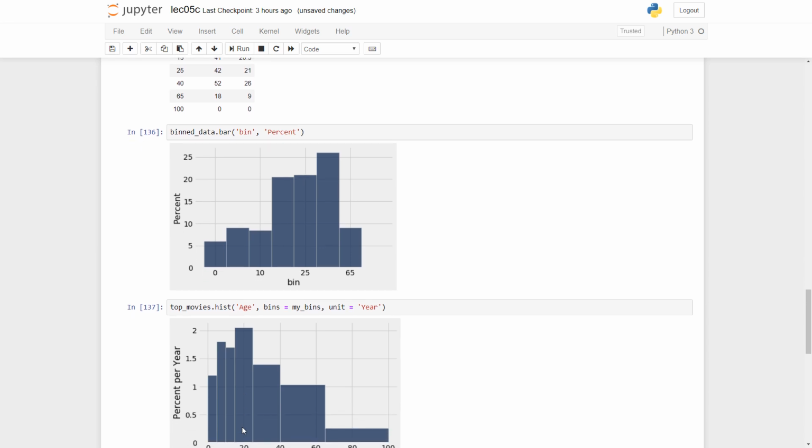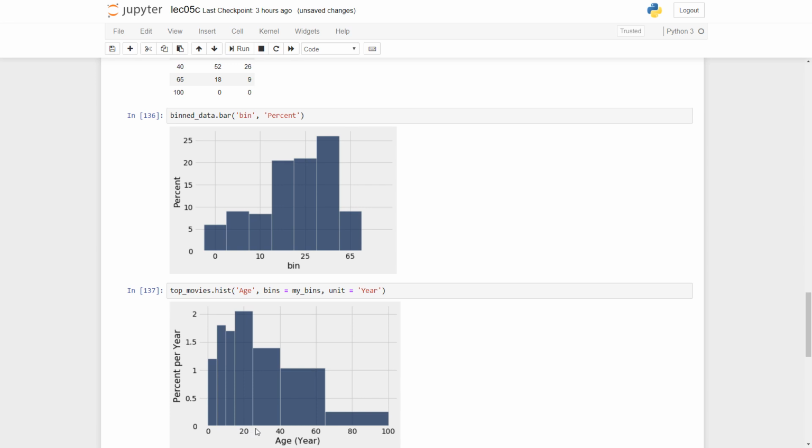Are you following with me? Okay, and then this one is 25 to 40, and then this one 40 to 65. Okay, and so on. So the width of each bin here indicates the size of the bin. Okay, that's the first thing.